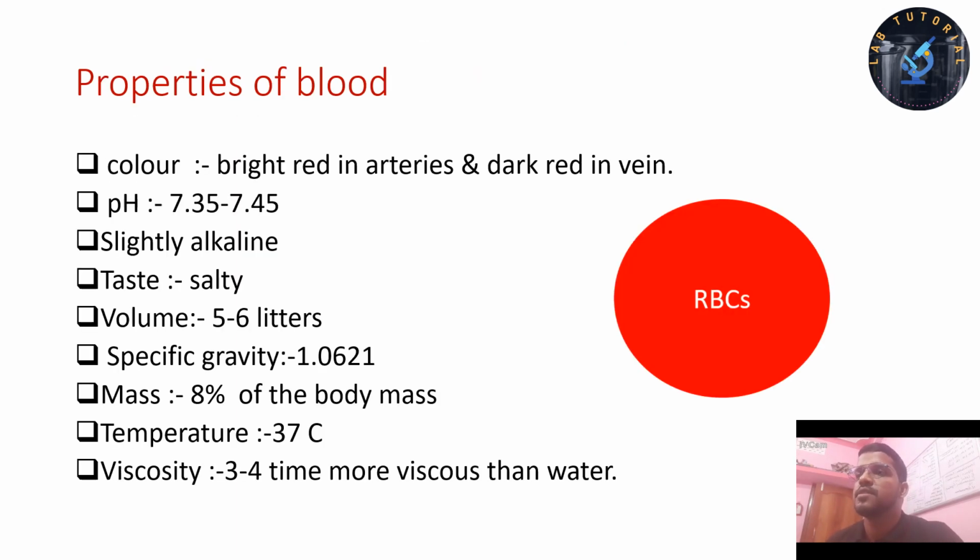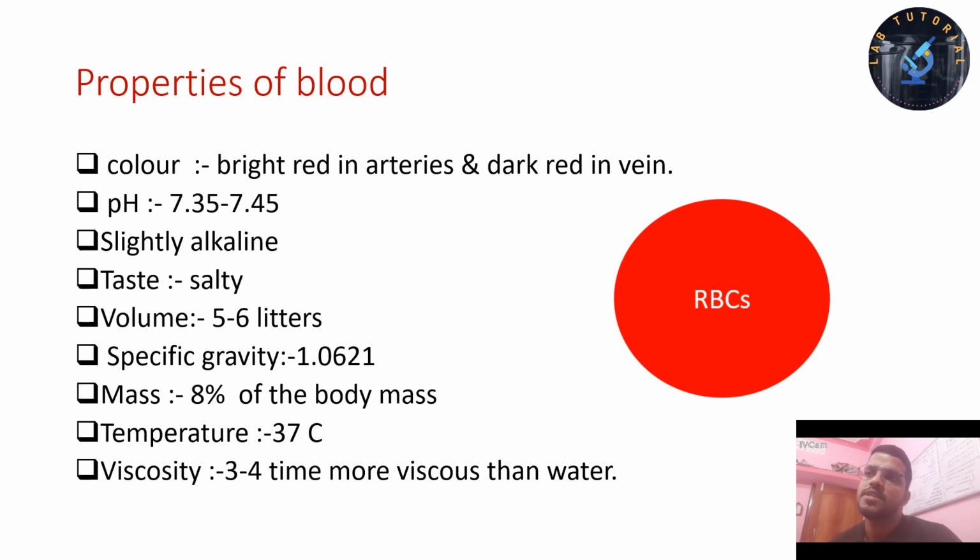Then the next topic is properties of blood. What are the basic properties of blood? The color is bright red in artery and dark red in vein. The pH is slightly alkaline, about 7.35 to 7.45. Taste is almost salty. Volume is around 5 to 6 liters in your body.